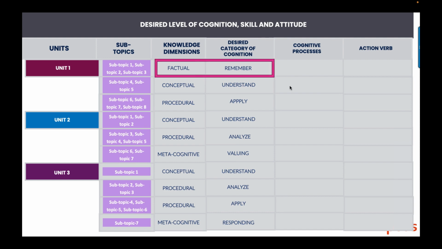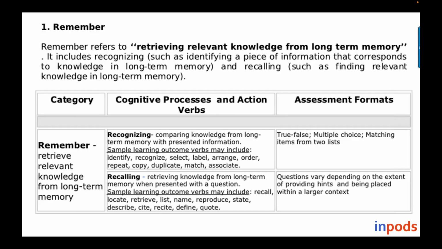So I will first start with factual and remember, a combination of knowledge dimensions and desired level of cognition. What it means is that these subtopics which are here are at factual level of the knowledge dimension, right? I want students to reach only remember level of cognition. So I have to then look at what other inputs I require here. Whether I want them to recognize something or recall some knowledge all the time, and then what should be the assessment method I should use here? What should be the format?